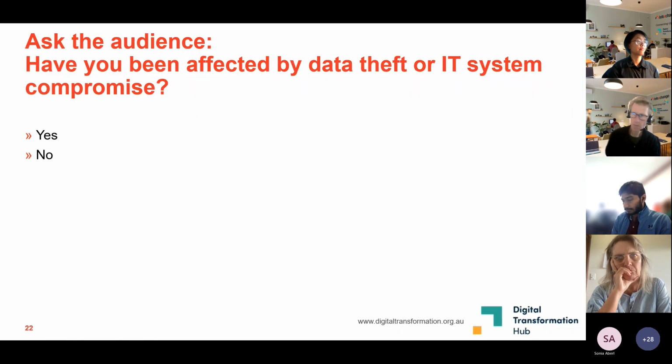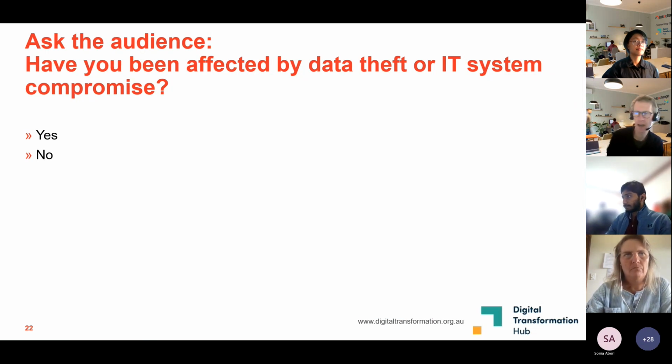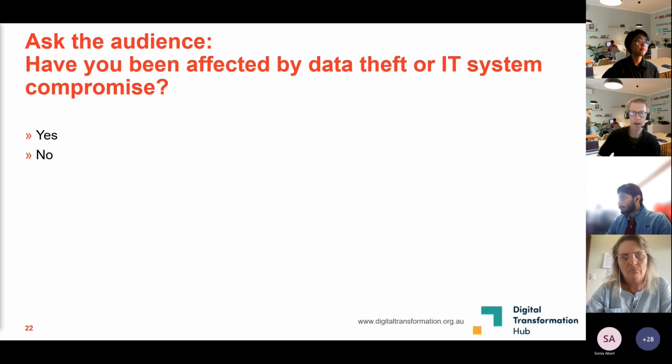Quick question: have you been affected by data theft or IT system compromise? So have you or your organisation been affected? Just interested in what people are reporting. It might be small, it might be large, and we're getting close to 50-50. So that's interesting. And this is why it's so important, because we've had someone approach us just last week, and it was the second time they've been affected.